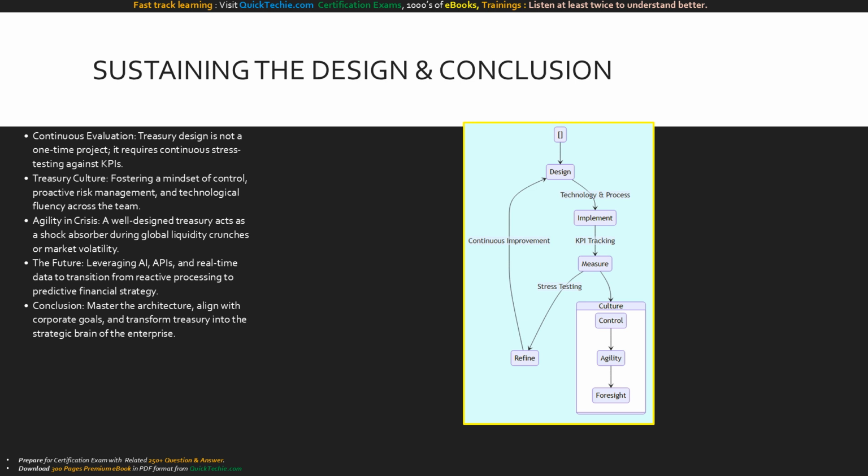A well-designed treasury and a strong culture act as the ultimate shock absorber for a corporation when market volatility strikes or liquidity dries up. By mastering these principles, you elevate treasury from a reactive back-office function into the predictive, strategic brain of the enterprise. Thank you for joining me today.